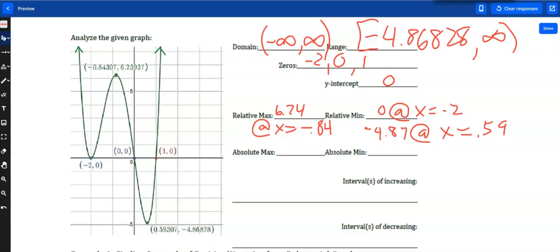So maybe we should just put it down here. And then come back here and not include it with the relatives, just in case people, I mean, it's true, but it confuses kids, I know. Absolute max, none.